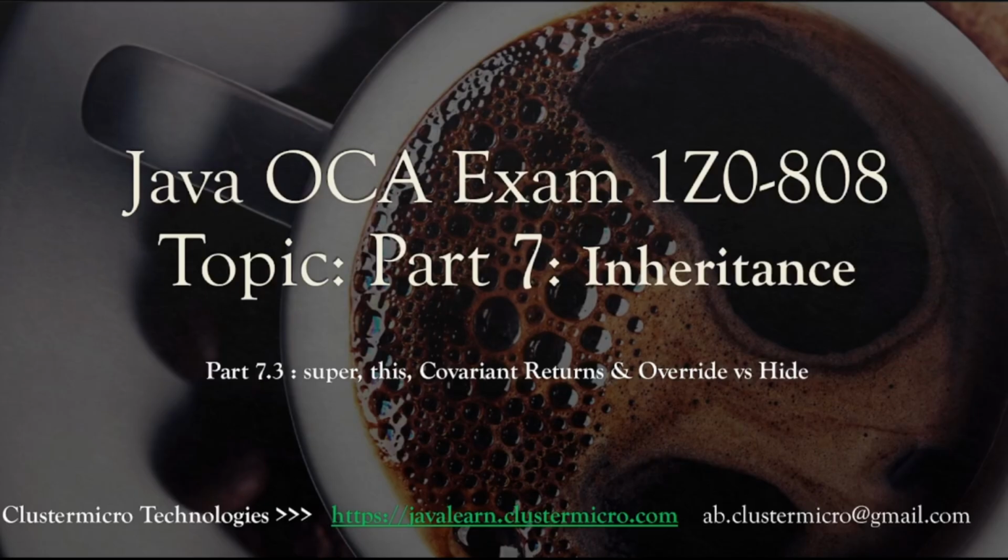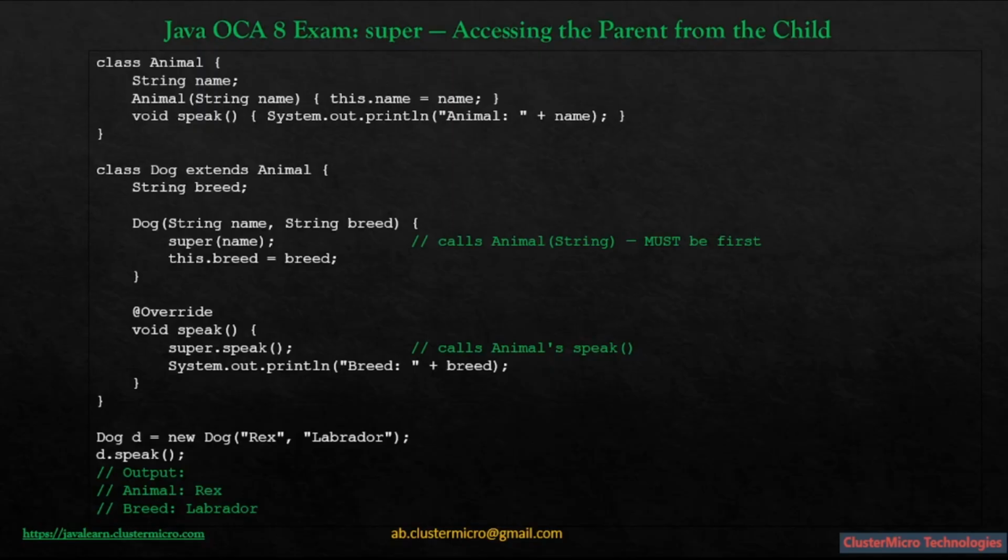If you do not explicitly write super, the compiler automatically inserts a call to the no-argument parent constructor. However, if the parent class does not have a no-argument constructor, the implicit call results in a compile-time error. We have to understand this very clearly. Second, super.methodName allows a child class to call the parent's version of a method.